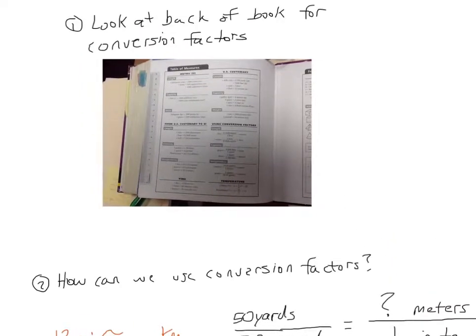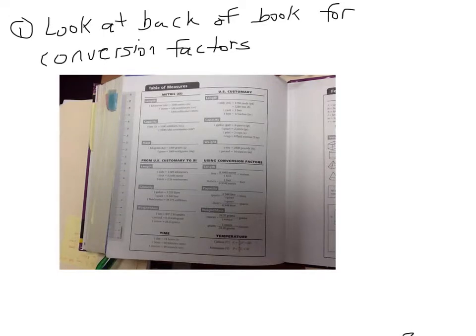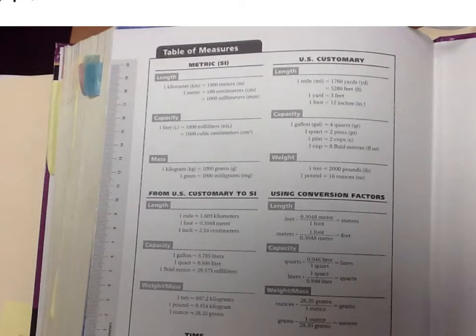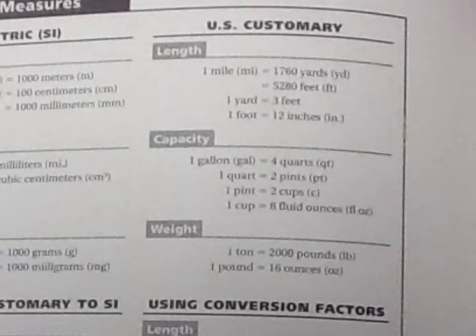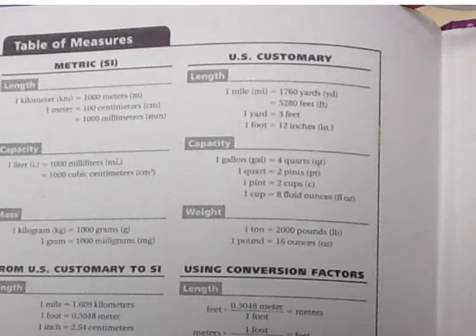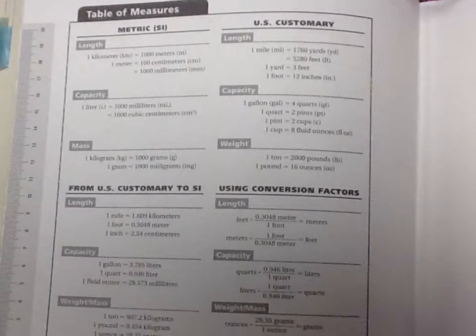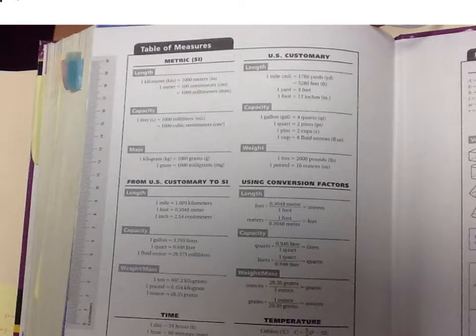So the first thing I want you to do is get your book and open to the very back. As you can see, this page here is actually pasted to the back cover, and you see a table of measures page, okay? And it tells us a bunch of different conversion factors, such as 1 mile is 1,760 yards. A pint is the same as 2 cups. A cup is 8 ounces, and so forth. Okay, so that's going to be super helpful as we start to get into some of these problems.